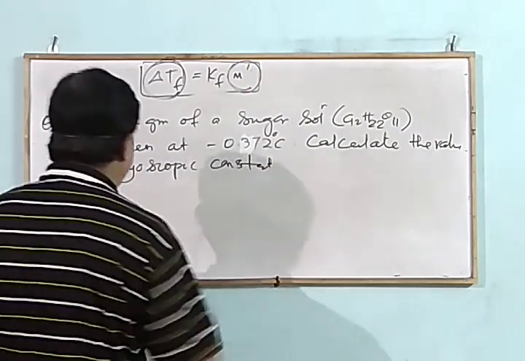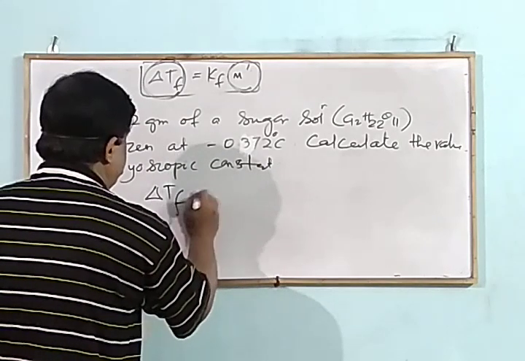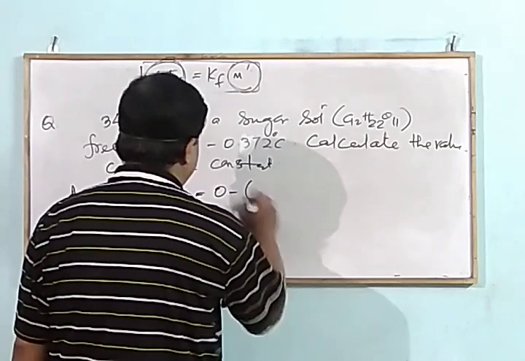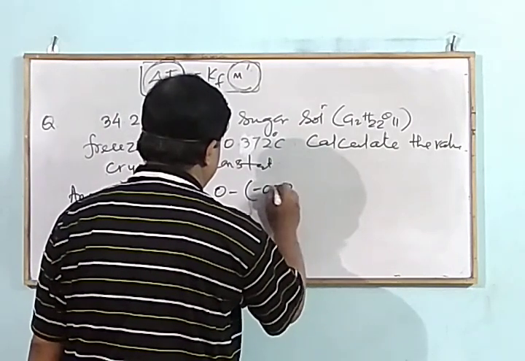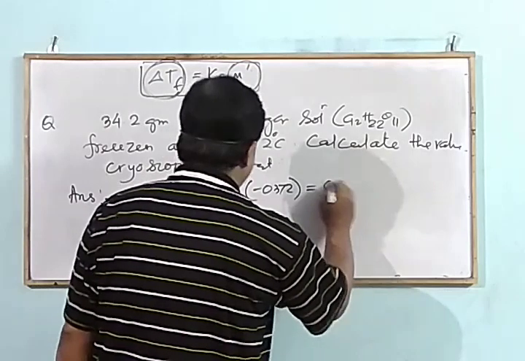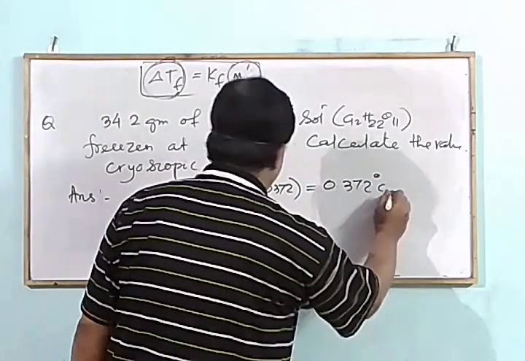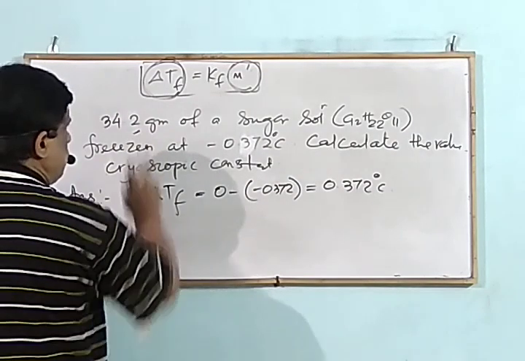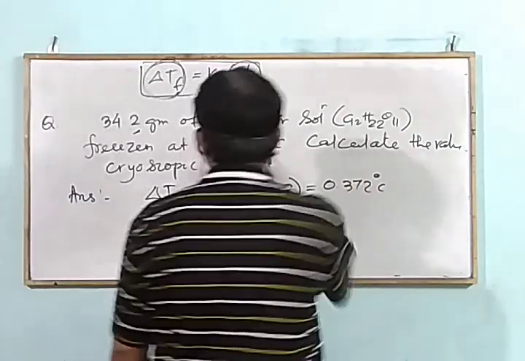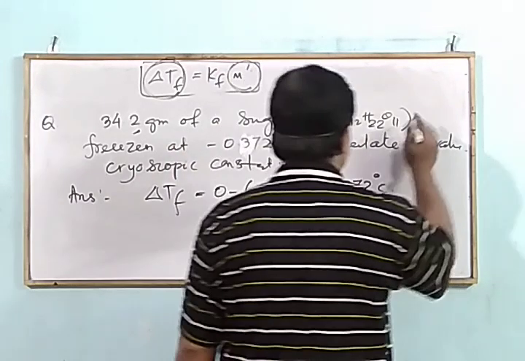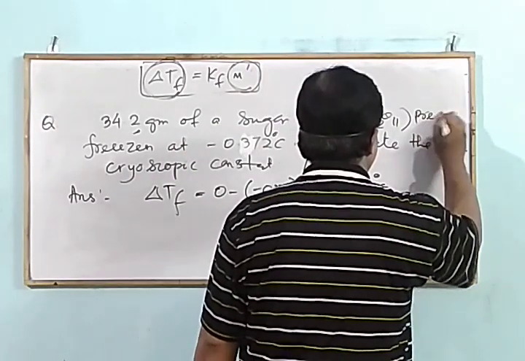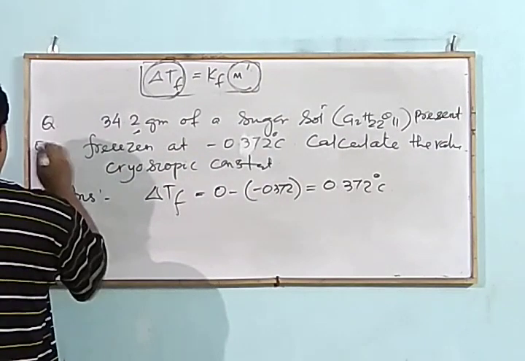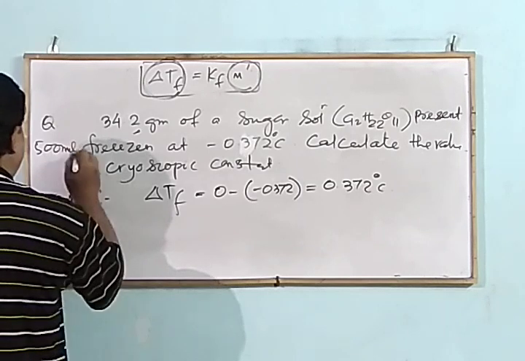What are the data given? That is del TF is equal to 0 minus 0.372, which is 0.372 degrees Celsius. Del TF is given. Then 34.2 gram of a sugar solution is present in 500 ml.